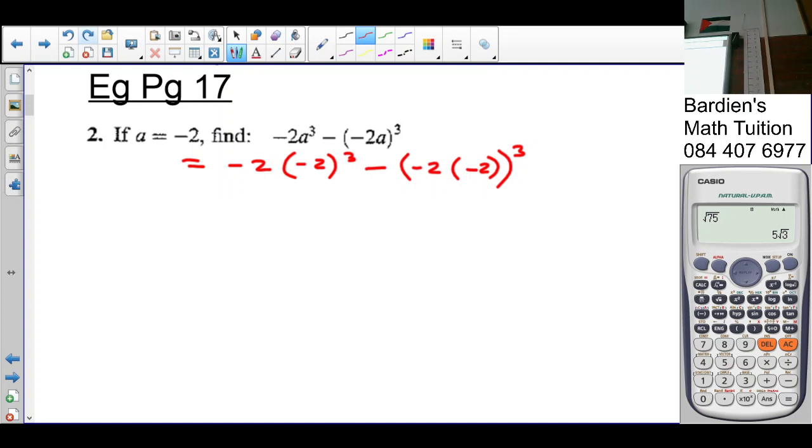Okay. Now we can say that's going to be negative 2. Negative cubed would be negative. 2 cubed is 8. Close bracket. Minus. We're going to multiply inside that bracket now. What's negative 2 times negative 2? Positive 4 cubed.